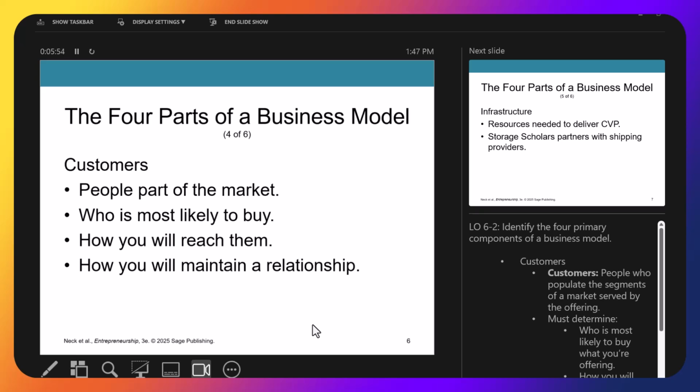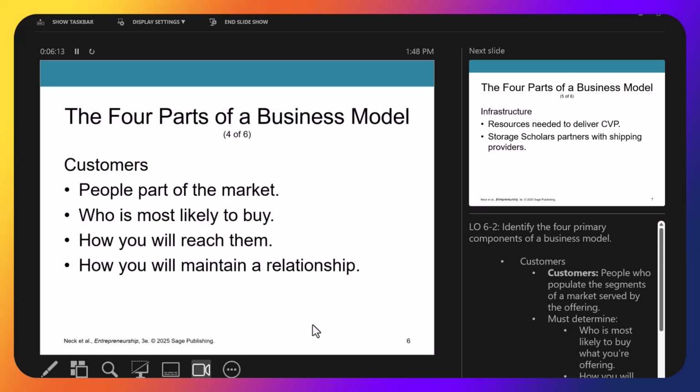Who are you? People are part of the market. What part of the market are you looking at when you look at this? Because you're not targeting everybody, but who is it that you're actually targeting? And what is most likely for them to buy? Who is most likely to buy it? And how do you get to them?